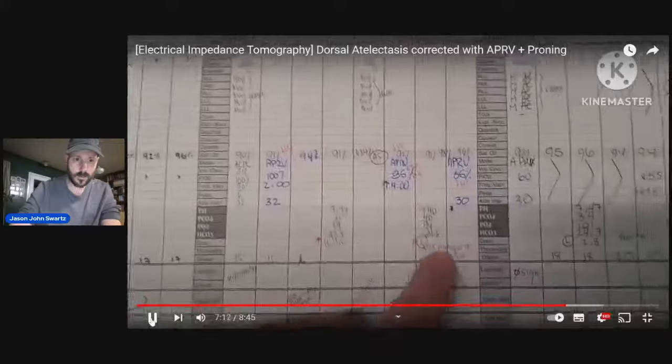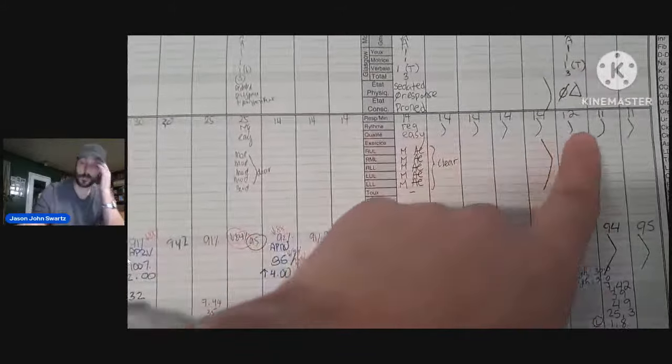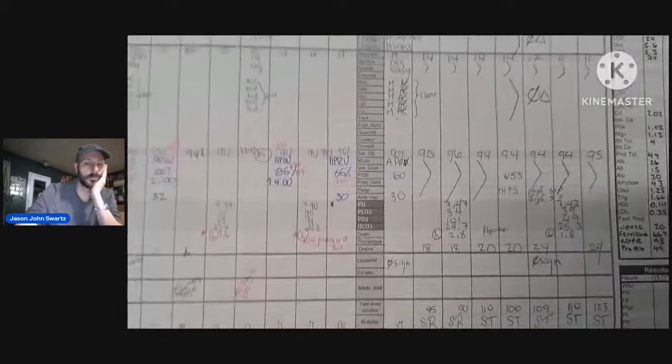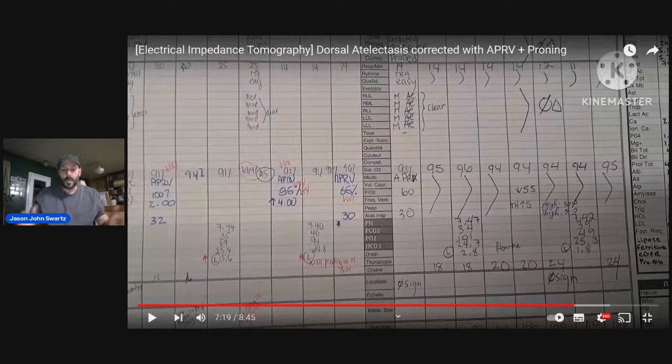And you can see that the respiratory rate starts going down, down, down, down as the lung starts opening up. And my mentality is, it's mechanical ventilation. It's not natural.